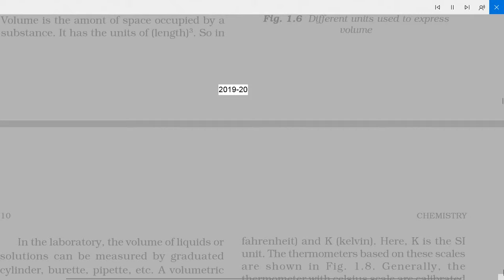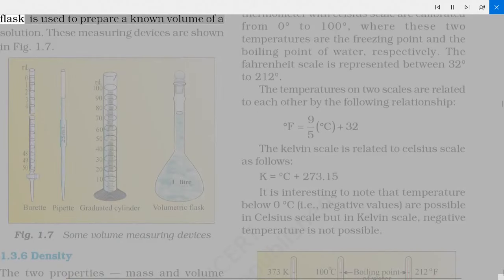Chemistry in the laboratory. The volume of liquids or solutions can be measured by graduated cylinder, burette, pipette, etc. A volumetric flask is used to prepare a known volume of a solution. These measuring devices are shown in Fig. 1.7. Some volume measuring devices.